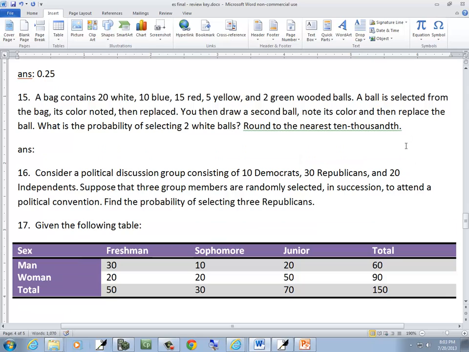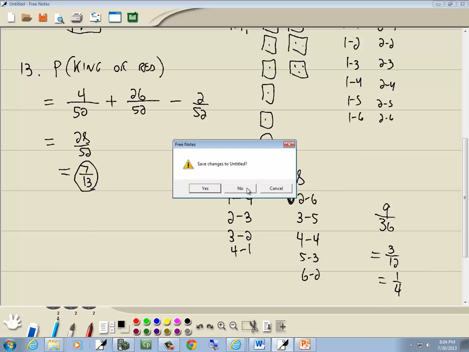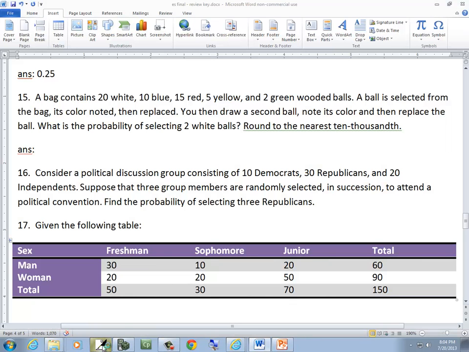Okay, let's look at number 15. Let me grab a drink here. Tablet to blow up and bring up another copy. There we go.